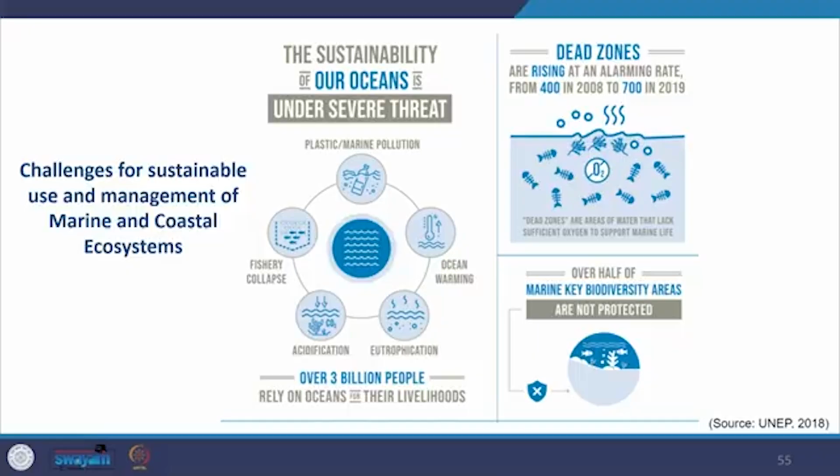Such careful utilization will allow us to continue to take full benefit of the ecosystem. However, despite this, we see there are challenges to sustainably use and manage the marine and coastal ecosystems. We see that, as per the report, there are competing pressures on natural resources. There are many users of the resources. There are complexities of governance.